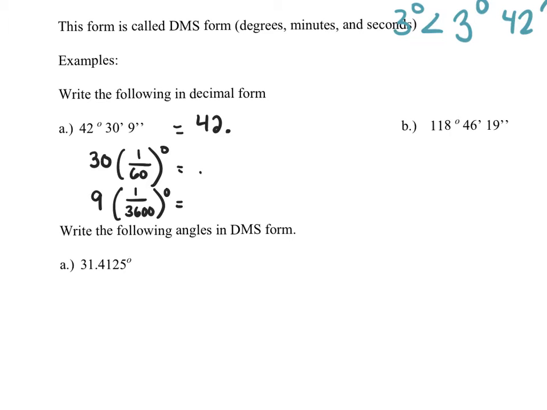So 30 times 1/60th is 0.5. 9 times 1/3600 is 0.0025. So our degree measure, if I just add 42 and 0.5 and 0.0025 together, is going to be 42.5025 degrees. So when you see 42 degrees, 30 minutes, and 9 seconds, that means 42.5025 degrees.